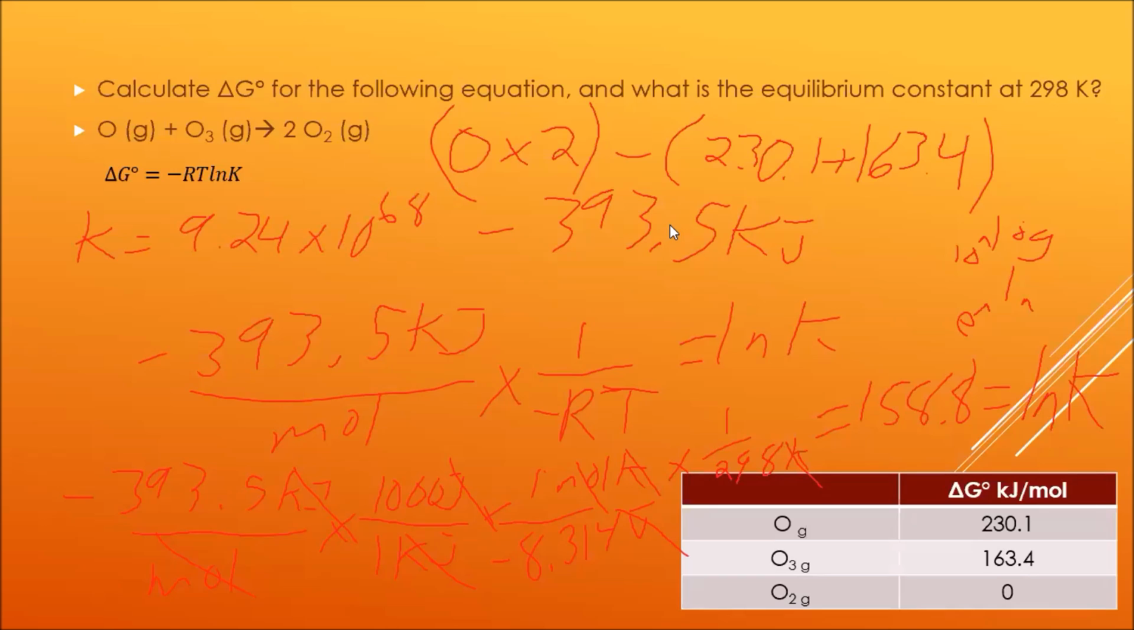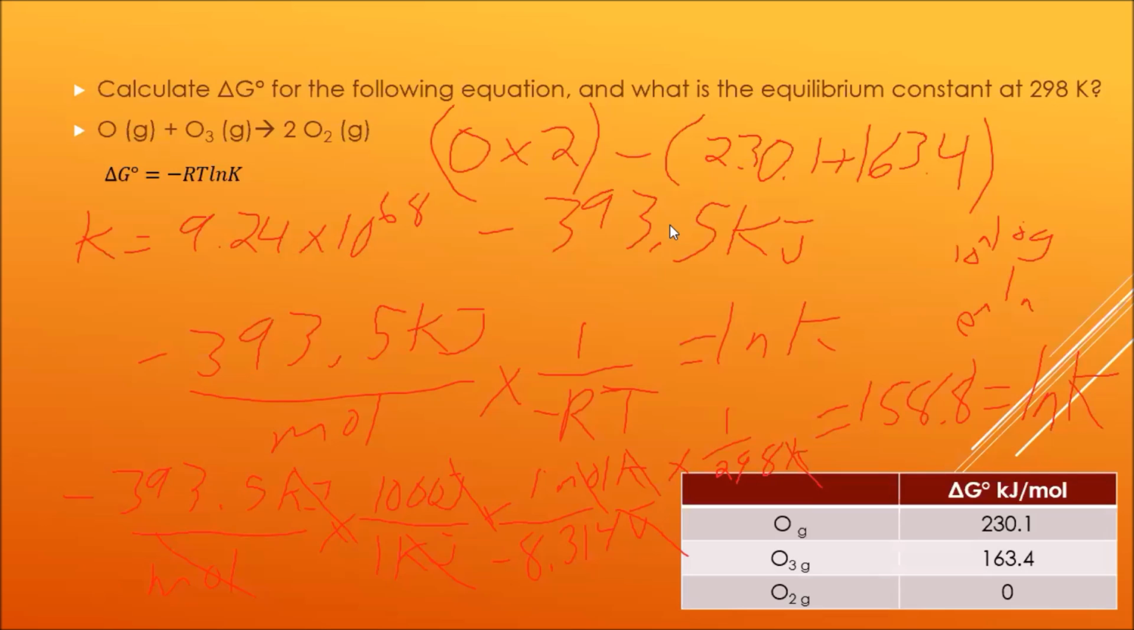This is incredibly product favored. This is incredibly spontaneous. And these really spontaneous reactions will be incredibly product favored. In fact, if it gets too much higher, it can make your calculator overflow and it just stops calculating it.